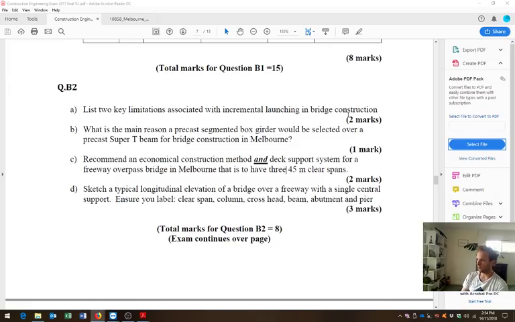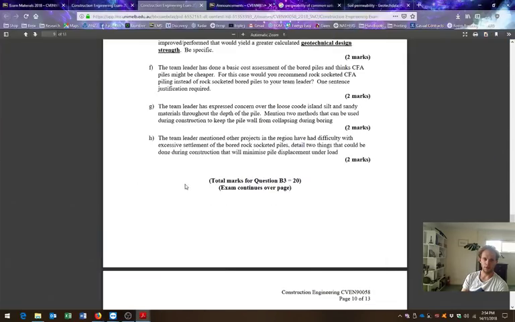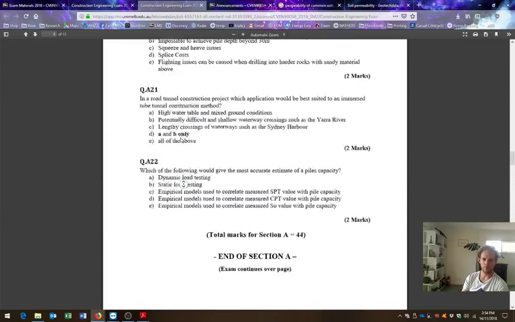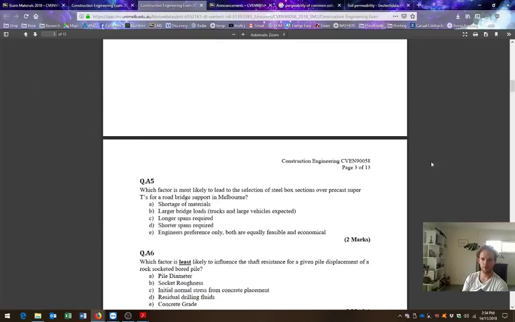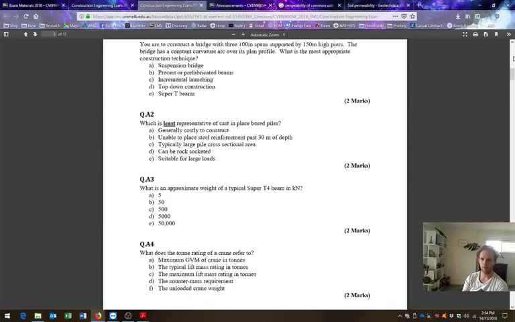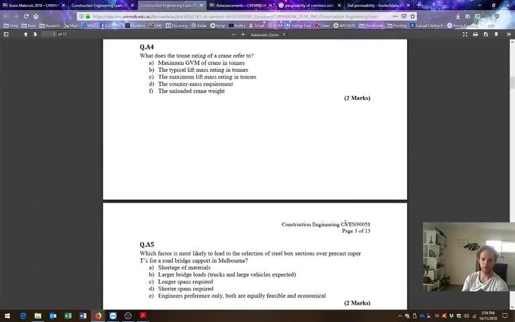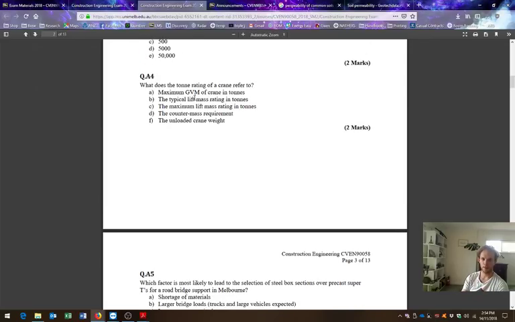2016 A4 and A12. This is it. A4. Yeah, this is it. A4. So this rating of a crane refers to typical, maximum, this one here, see, maximum lift rating in tonnes.